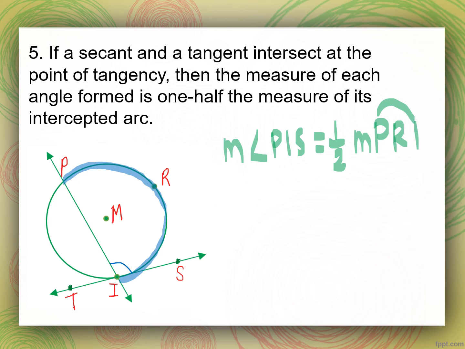And if you want to find the other side, angle PIT, for example, that one, find half the measure of its intercepted arc. Its intercepted arc is arc PI. So let's write that. The measure of angle PIT is equal to 1/2 the measure of arc PI.